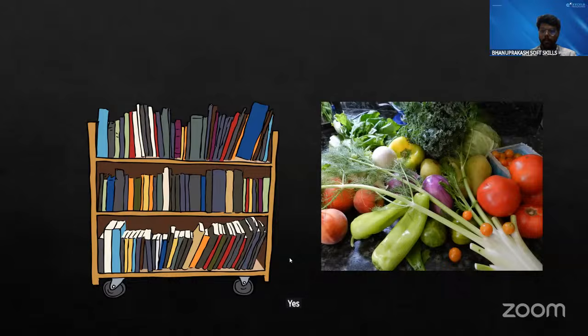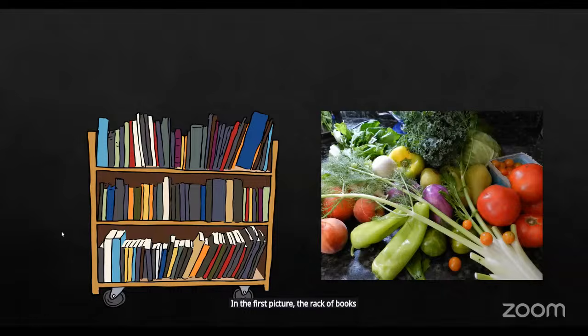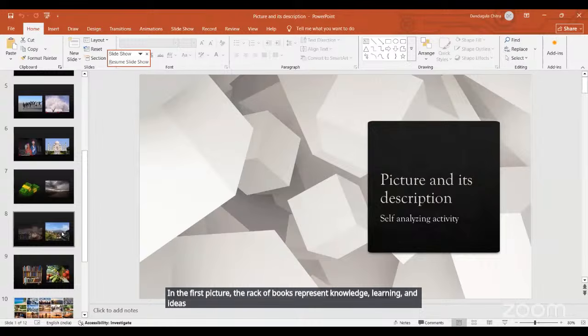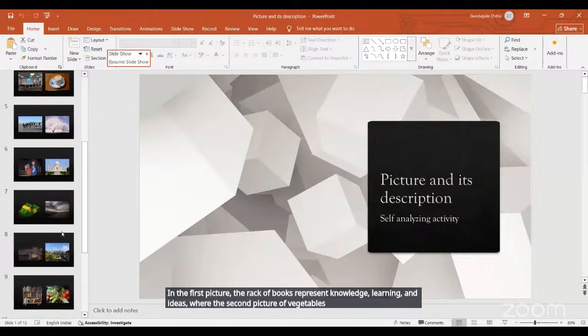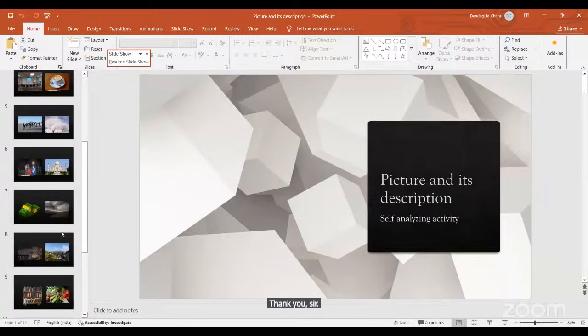Yes, you are audible. In the first picture, the rack of books represents knowledge, learning, and ideas, whereas the second picture of vegetables represents health, nutrition, and nature connection. Both are things that nourish us. Books nourish the mind, while vegetables nourish the body. Thank you, sir.